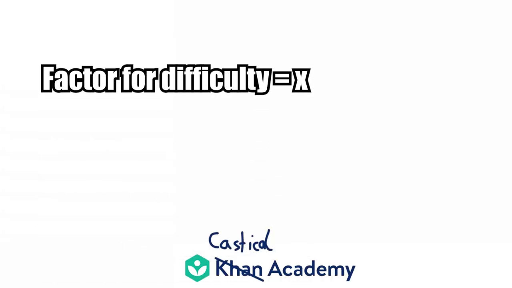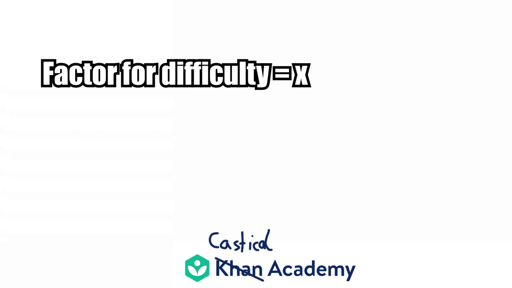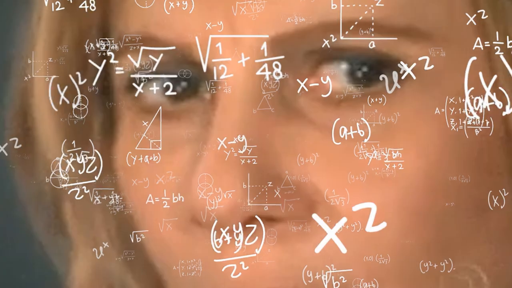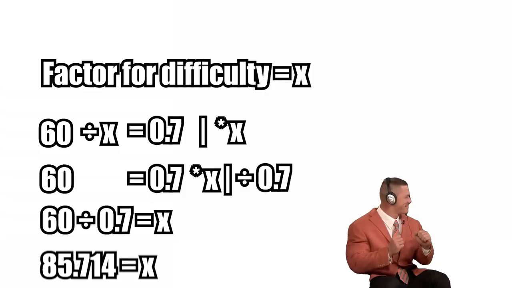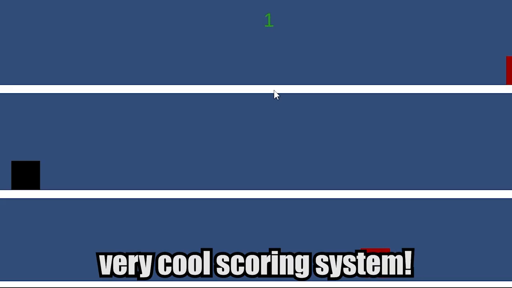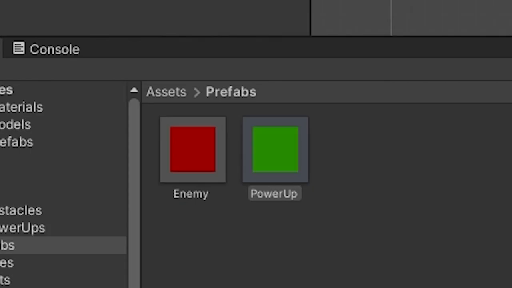Looking for the factor that will make the game increasingly harder, we had to take 1 minute and divide it with x, and the result is obviously 0.7. Doing that, we get the factor of 85.014. The same algorithm is used for the enemy speed, so they get increasingly fast as well. After every single person just clicked off, we added a very cool scoring system. I mean, we wanna see who gets the highest score, right? We also added some cool power-ups, but they're just green blocks for now.